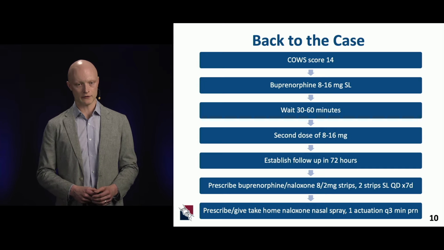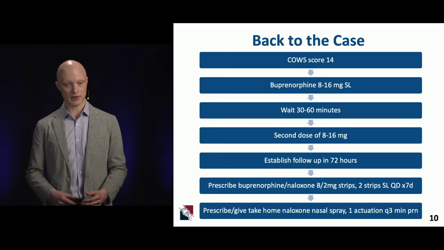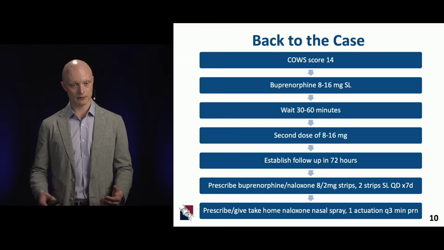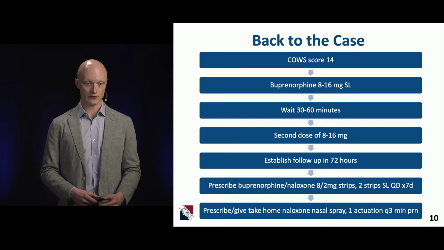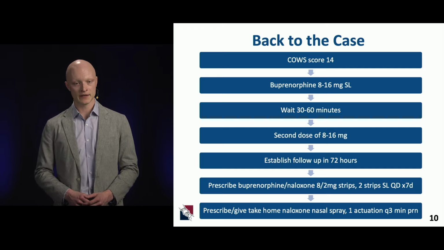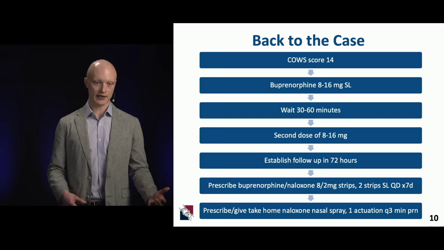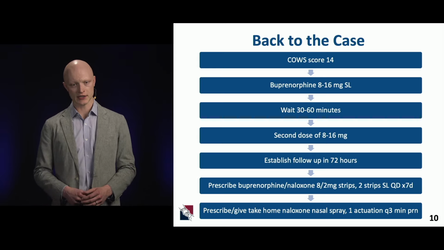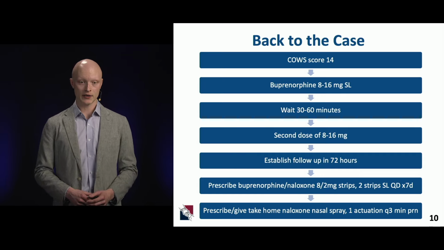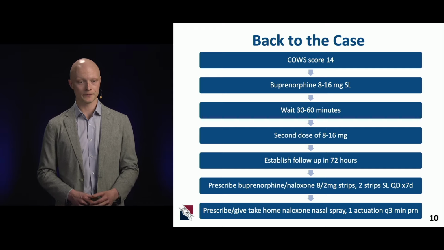After we give buprenorphine, you want to wait 30 to 60 minutes before reassessing the patient. When we reassess the patient, as long as the patient is at least a little bit improved or stable, we can give another dose of buprenorphine, again between 8 and 16 milligrams. The patient might not feel 100% improved, but as long as they're feeling better, they can be discharged with several different things. Number 1, they need close follow-up, ideally within 72 hours with an addiction clinic.